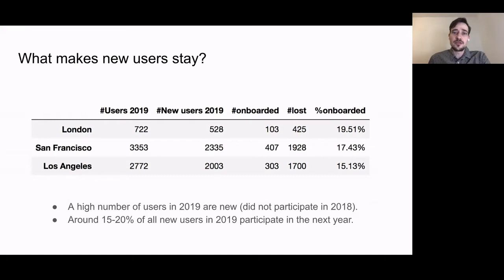And then if we look at these new users in 2019 in more detail, there are 103 of them that are onboarded effectively, so that stay, that also contribute in 2020. And 425 of those don't contribute in 2020. So approximately 15 to 20% of all new users that join in 2019 for the first time also participate in the year afterwards. And then it's interesting to see what makes these users participate in the later year, or how does their behavior differ?